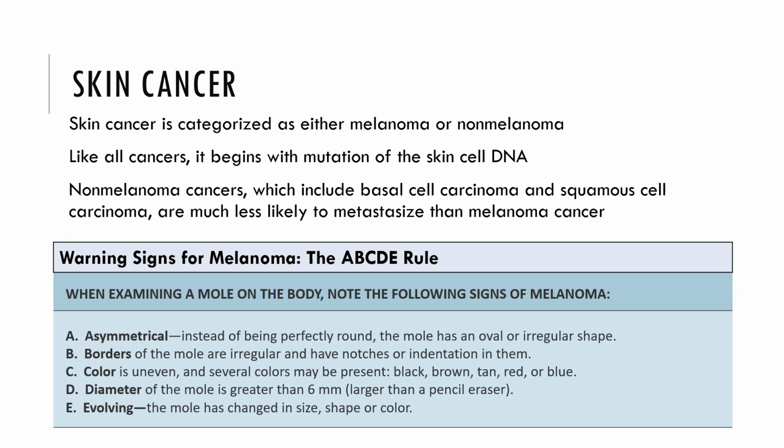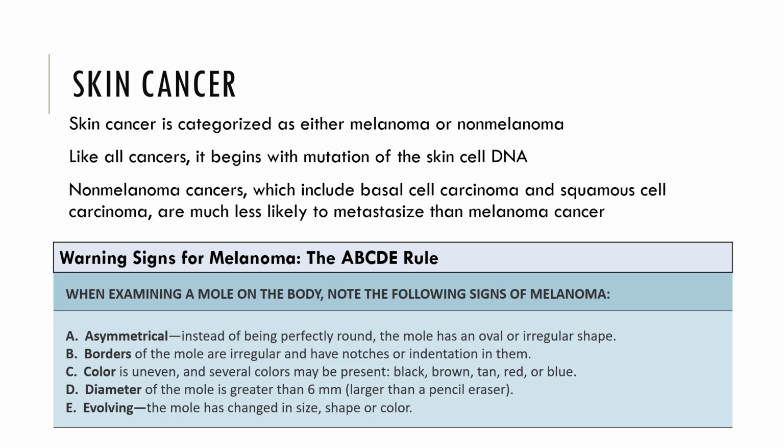When I talk about the warning signs for melanoma, there's a rule called the ABCDE rule. When we're examining a mole, these are the signs we look for to assess the possibility of melanoma. A is asymmetry. Is it asymmetrical? Instead of being perfectly round, the mole has an oval or irregular shape. B, we also look at the mole's borders. Is it irregular? Does it have notches or indentations?